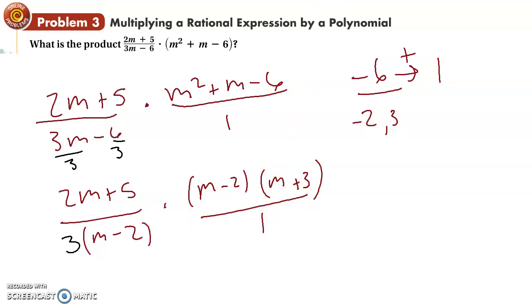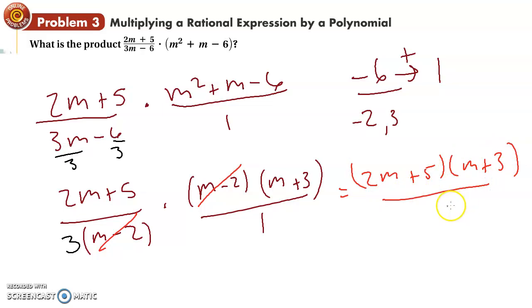Can anything cross cancel? Yep, it looks like m minus 2 and m minus 2. And left over we'd have 2m plus 5 times m plus 3 over 3, because 3 times 1 is 3. There's nothing else that can cross cancel, so that would be our answer.